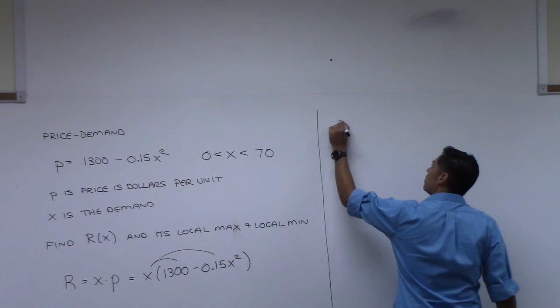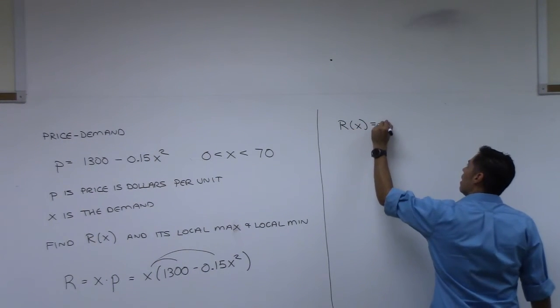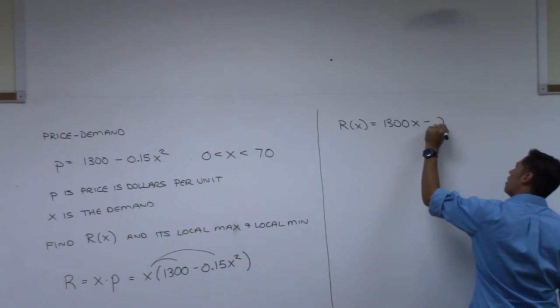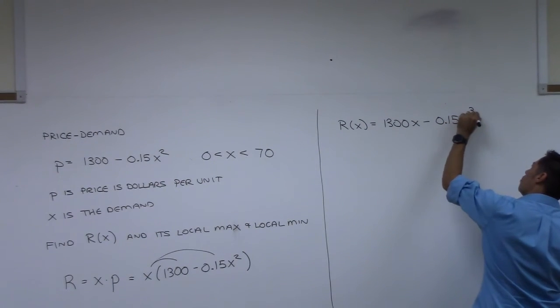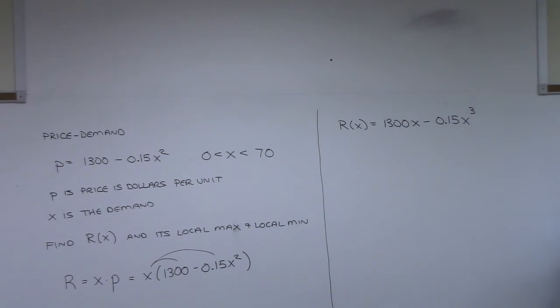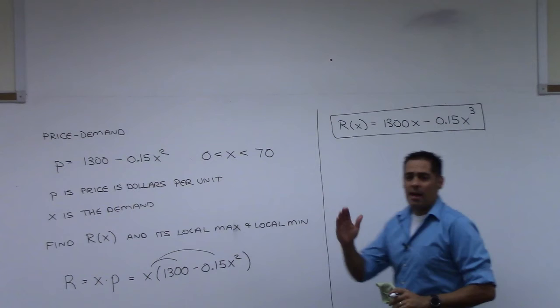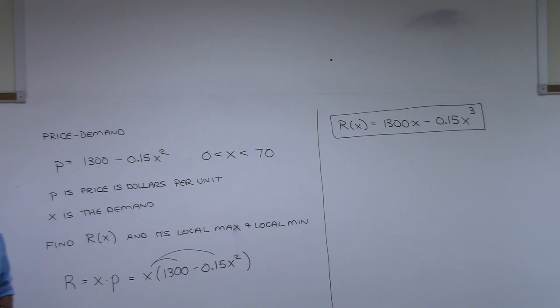So I'm going to write it like this. Revenue as a function of x is equal to 1,300x minus what? 0.15x cubed, right? So that's our revenue function. I would like to know where we might have any local maximums or minimums on that. That's what I'd like to know.